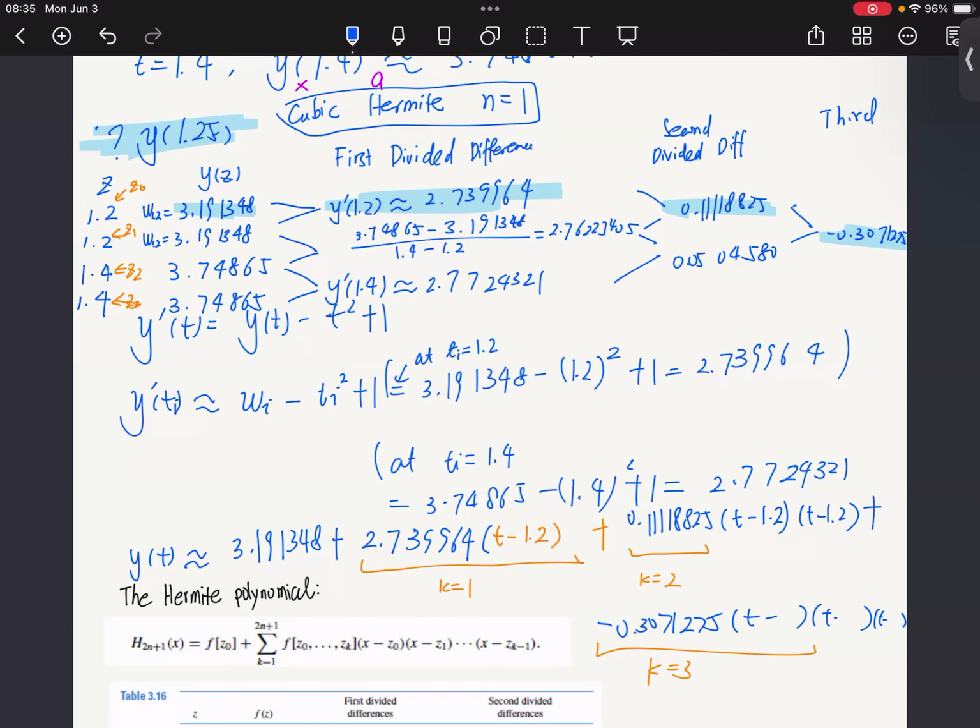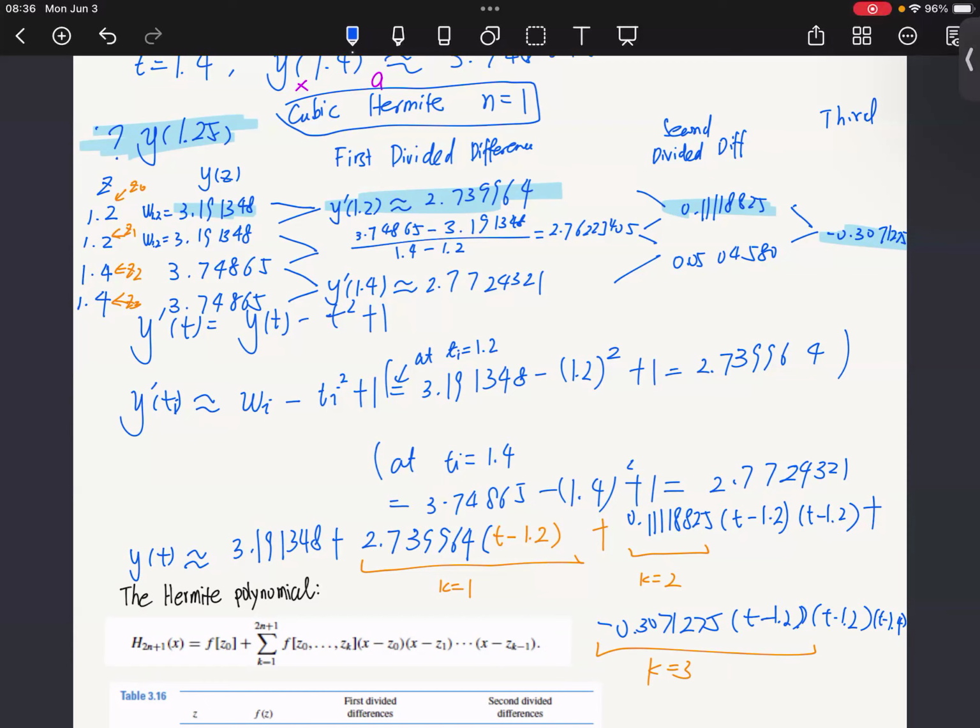So we just look at the table and all the points here: z0 corresponds to 1.2, z1 here, and then this is z2, and then we have 1.4. So what we have in this expression is t minus 1.2, t minus 1.2, and this is t minus 1.4. And this is the whole thing, the Hermite polynomial.